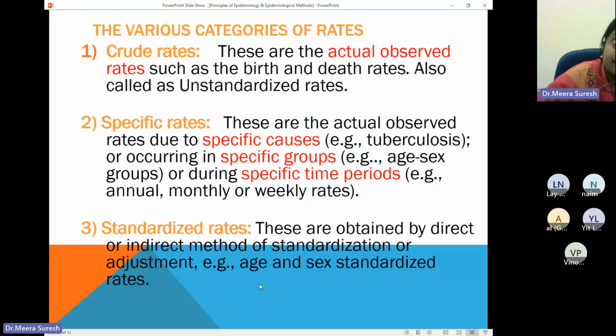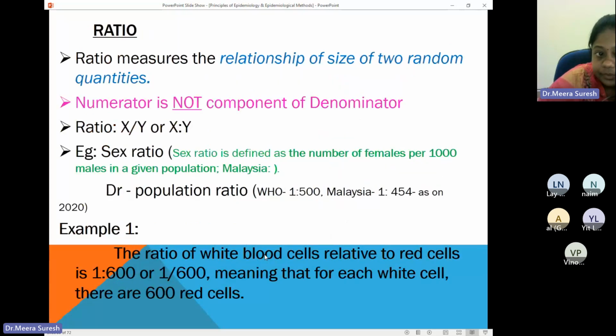This comparison can also be done among different races, like African and American, because as ethnicity changes, lifestyle changes, so there will be wide variation here also. So whenever there is no comparability between two populations, we use the direct or indirect method of standardization to bring uniformity and then compare the numbers. So these are the three categories of rates: the crude rate, the specific rates, and the standardized rates.